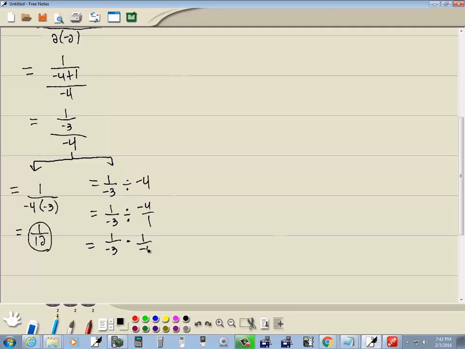So this will be 1 over -4. And then you multiply the top parts together. 1 times 1 is 1. -3 times -4 is 12. Then you get the same result.